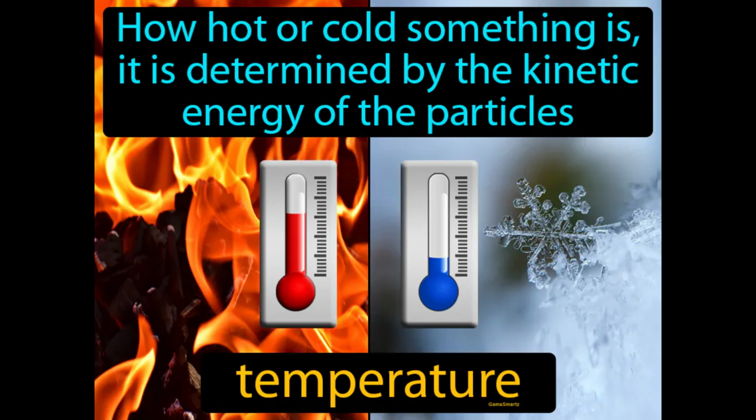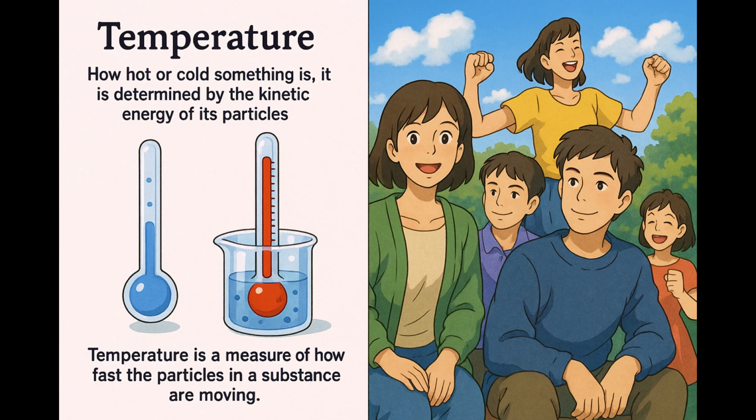How hot or cold something is, it is determined by the kinetic energy of its particles. Temperature is a measure of how fast the particles in a substance are moving. Imagine you're at a party, and you notice how lively or dull it feels depends on how much people are moving around. Similarly, the temperature of an object is determined by how energetically its particles are moving.